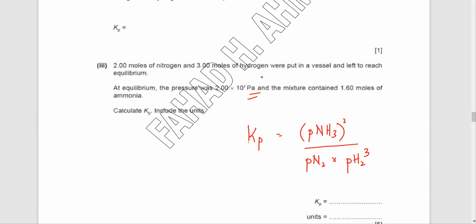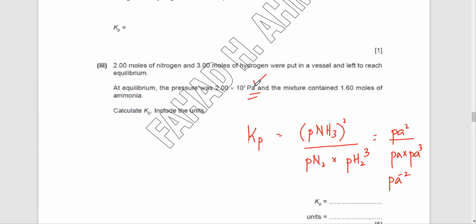So if you try and use the units over here, it's Pascal, so it's going to be Pascal squared divided by Pascals multiplied by Pascals cubed, and that's going to give you Pascals to the minus 2.